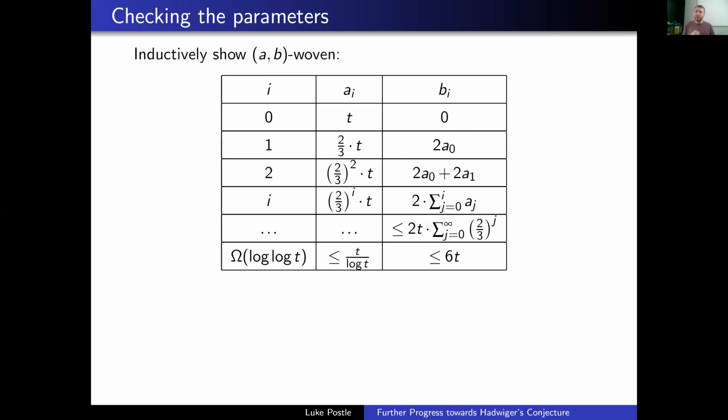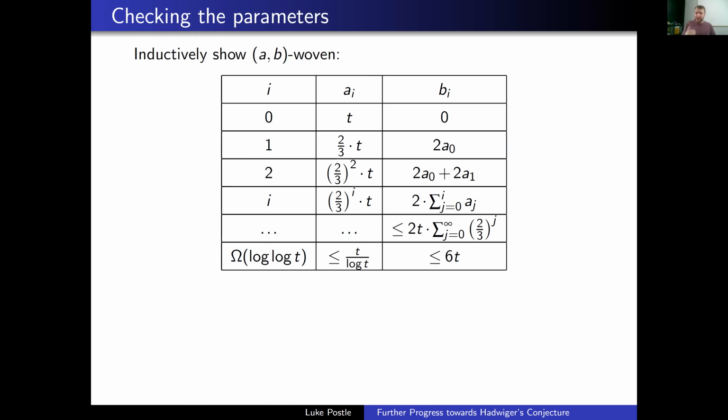How many paths were there? There were 2A0, right? If you go count it, you needed 2 because each one went to 2 different subgraphs. And then in the second step, when you go to the next level, you get (2/3) squared, and so on. You get (2/3) to the i. Whereas for the B's, you have to preserve, again, all ancestors upward. So you need 2A0 plus 2A1, and more generally, 2 times the sum of the A's before it.